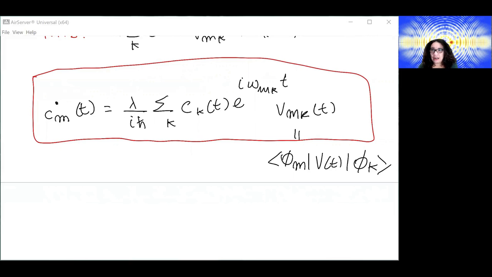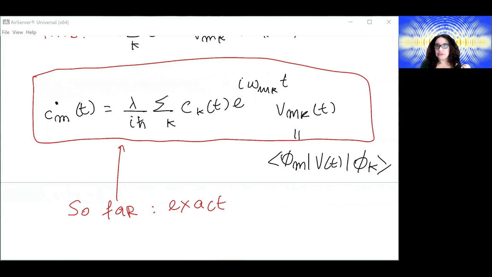And so far, these are exact. So this is important. So far, this expression is exact, because when you do this expansion or when you write these things down, you are not making any approximation. You can expand any state space vector in whatever basis you want. But then you have to be careful what you're going to do with it.